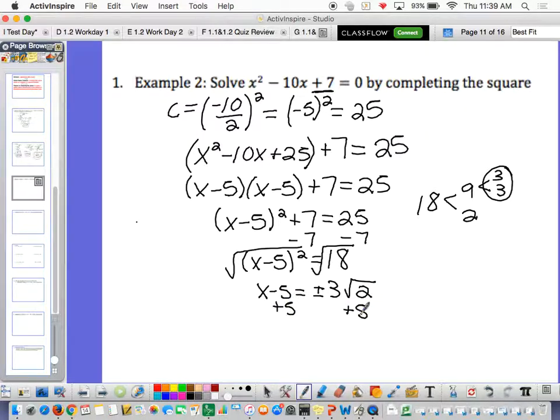Please do not make that 8 square root 2. Okay, you cannot do that. Those are not like terms. X equals plus or minus 3 square root 2, and then the plus 5 goes on the end.